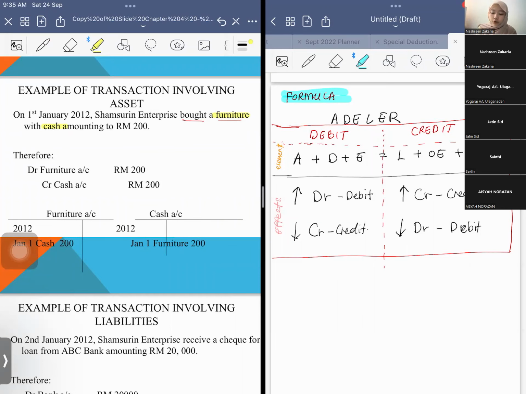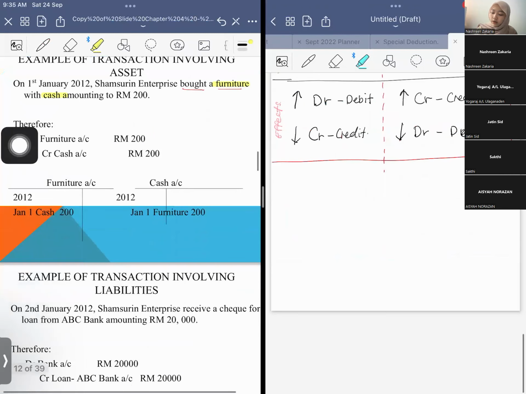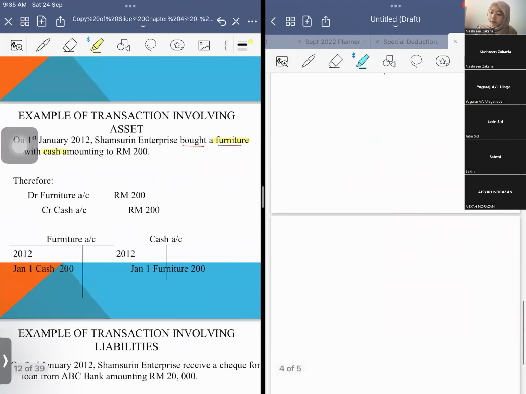So don't look here first. Don't look at the double entry. Don't look at the journal first. I need you to identify the effect first. Okay. When a business bought a new furniture, look here. This is the first example. It means that the furniture, which is our asset, isn't it?